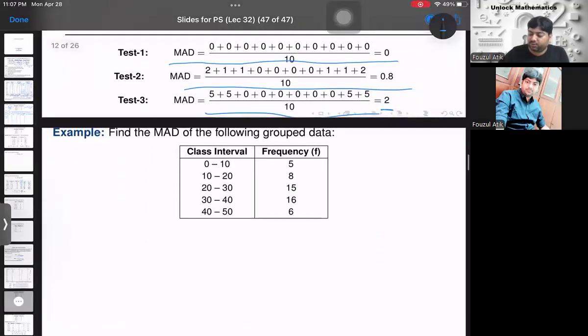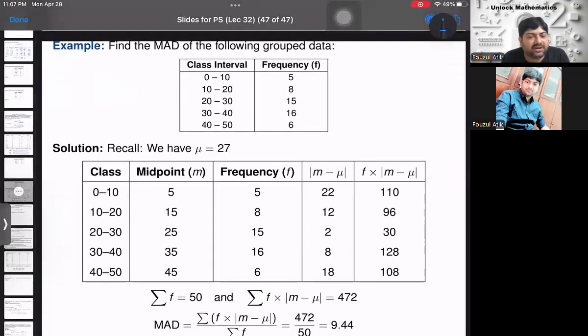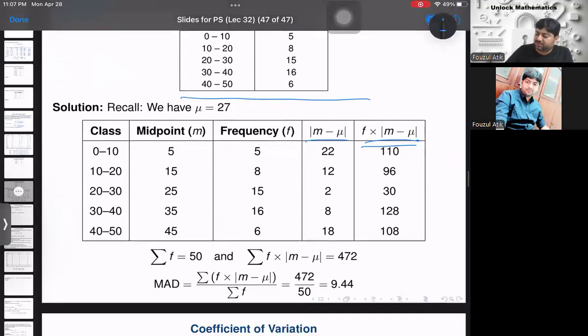Right? Now if you have grouped data, what will you do? The same way, make a table, right? Make the frequency table, and then the midpoint, and calculate the mod of x minus mu value. For this same example, we already calculated the mean. The mean was 27. After that, you need to calculate the mod of x minus mu and f into this. If you were calculating the variance, you would have done m minus mu whole square and f into m minus mu whole square. But it is the mean absolute deviation we are calculating, so we want to get this value. So make the table and then get it and put it in the formula.